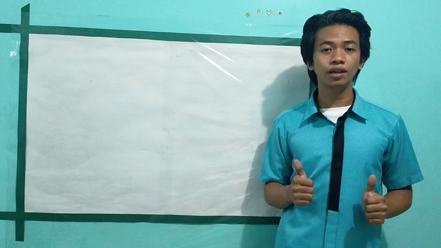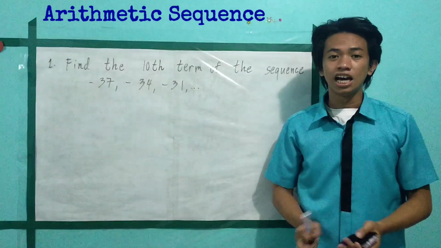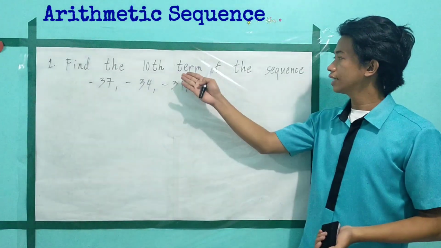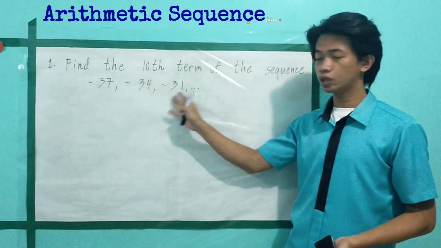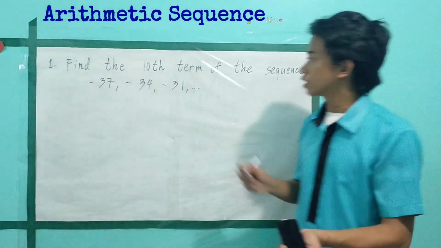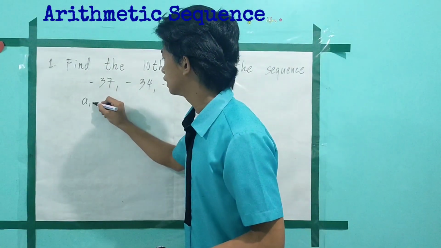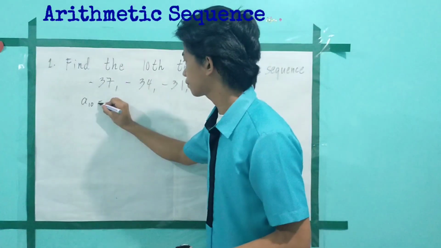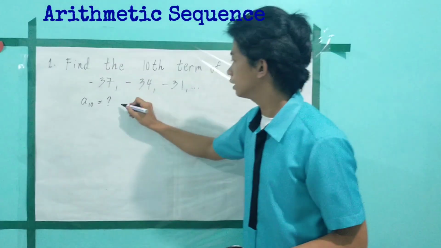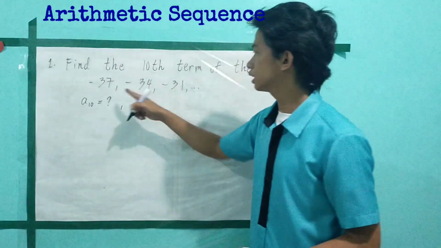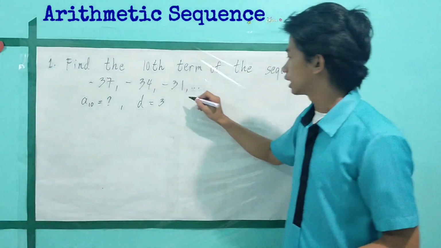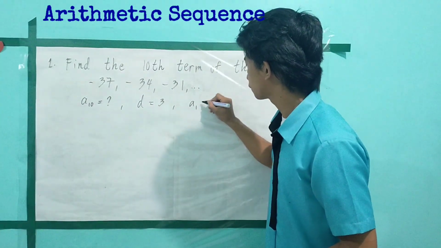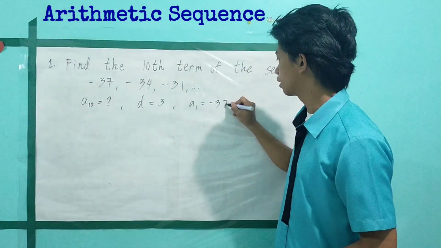In this video, you will learn how to solve problem solving involving arithmetic sequence. Okay, problem number 1. Find the 10th term of the sequence negative 37, negative 34, negative 31, ellipsis. So ang hinahanap ay yung a sub 10 natin or yung 10th term natin. Okay, what is the difference? Common difference is negative 34 less negative 37, we have 3. At ang ating a sub 1 is equal to negative 37.